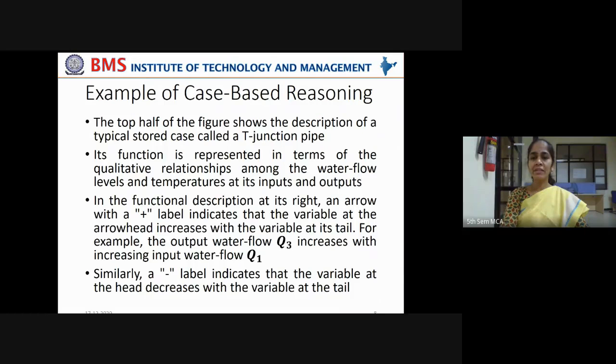So the plus label indicates that the variable at the arrowhead increases with the variable at its tail. For example, the output water flow Q3 increases with increasing input water flow Q1, right? In that way, it is understood. Now, similarly, a negative label indicates that the variable at the head decreases with the variable at the tail. So if you have Q1 minus Q3, then Q3 flow is reduced with respect to Q1, meaning Q3 flow reduces when Q1 flow reduces.